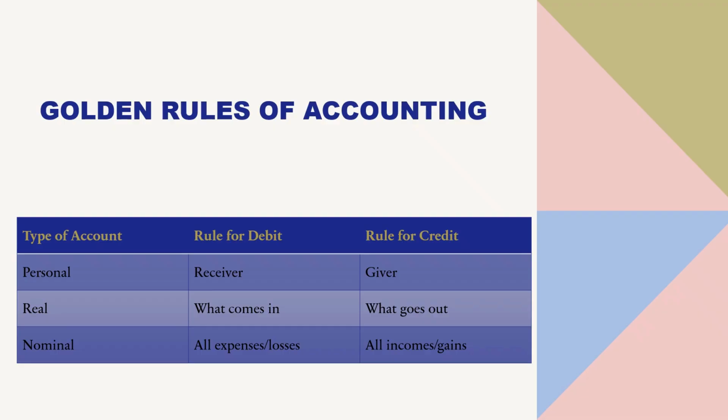and whatever is going out will be credited. Then comes the third type of account, the nominal account. Nominal accounts, as in expenses, incomes, gains, losses, everything comes here. So you have to debit all the expenses and losses. And what will be credited? Obviously, the incomes and gains. We will credit the incomes and the gains, whatever we are earning in that transaction.